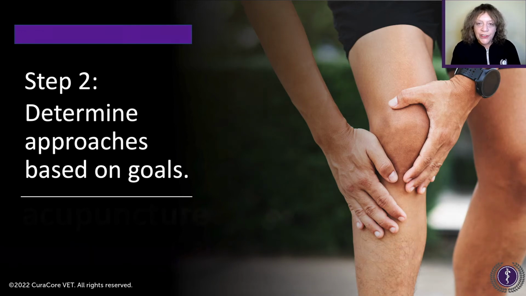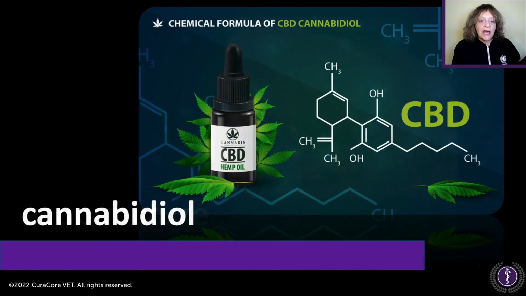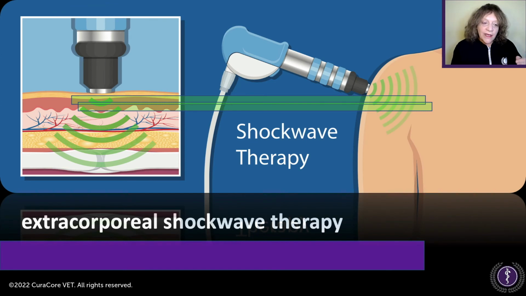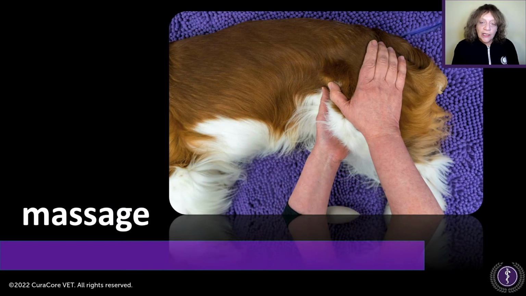So we're going to determine approaches based on goals. We're going to see acupuncture, which works through neuromodulation and connective tissue revision, as we will explore later in the course. CBD as an example of a cannabinoid that can have pain relieving, anxiety relieving, neuroprotective effects. Shockwave therapy, which is the application of acoustic waves onto tissue, which can be good for tissue repair. Hyperbaric oxygen therapy has been used, and that just helps the oxygen amount in the tissues increase.